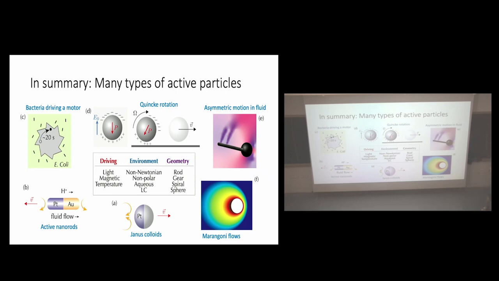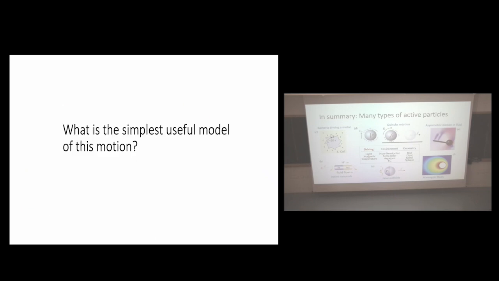So after just introducing the topic, I would like to start what is really supposed to be a tutorial by asking what are the simplest equations I can write down for this that are useful and get something out of. And I think, especially after what we saw this morning, there's not going to be any surprises there. We're going to write down active Brownian motion. So what's the simplest useful model of this motion?